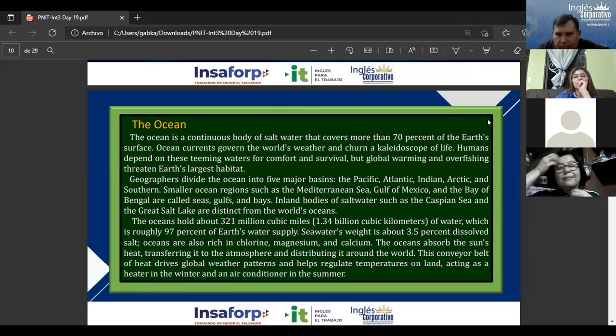The ocean is a continuous body of salt water that covers more than 17% of the Earth's surface. Ocean currents govern the world's weather and nurture a kaleidoscope of life. Humans depend on the teeming water for comfort and survival. But global warming and overfishing threaten Earth's largest habitat.